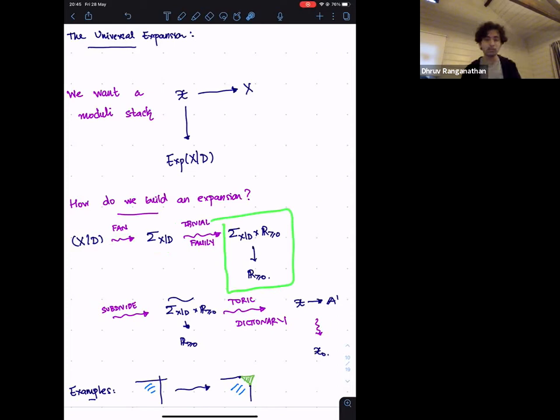And so the next thing I do is I build kind of the combinatorial trivial family, meaning I take this fan, which I just told you how to build, and I cross it with R positive, and I look at the projection map down to R positive. That's all. Okay. And then I subdivide this thing, meaning I refine the polyhedral structure on this product. So there's a lot more ways of refining the polyhedral structure on the product than there are on sigma itself. So that's worth keeping in mind.